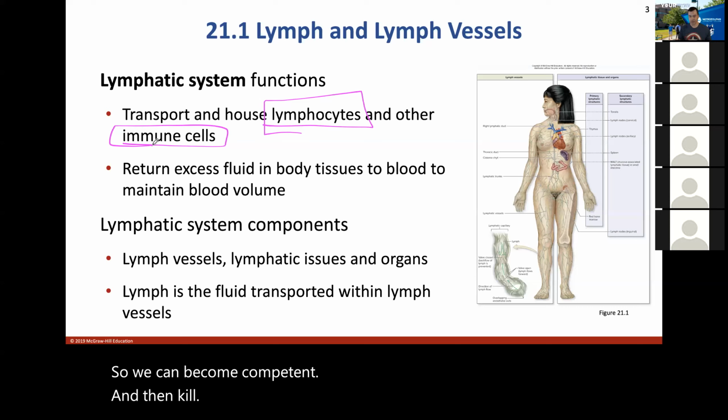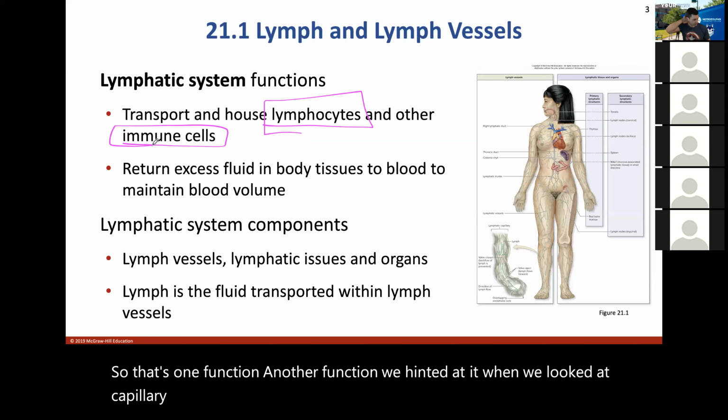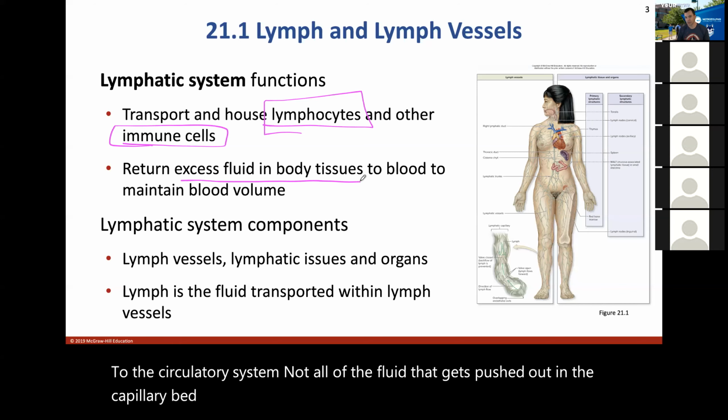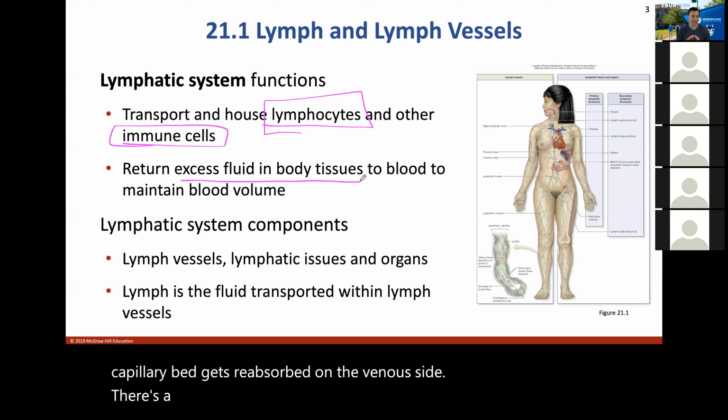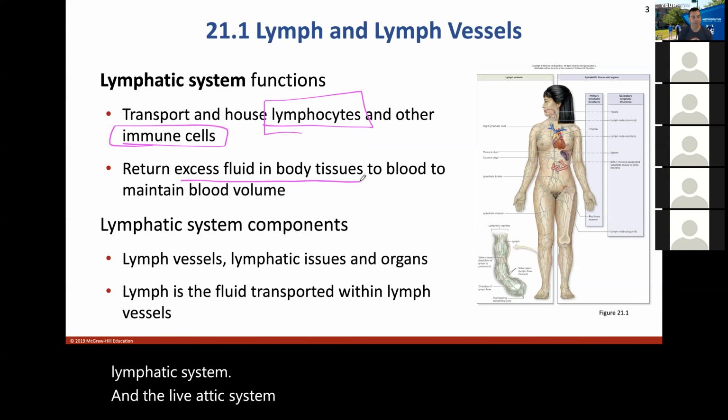So that's one function. Another function, we hinted at it when we looked at capillary exchange of fluids, all right? It can also return excessive fluid within those tissues, within those capillary beds, to the circulatory system. Not all of the fluid that gets pushed out in the capillary bed gets reabsorbed on the venous side. There's a small little bit of fluid that stays there. That gets picked up by the lymphatic system. And the lymphatic system helps to return that fluid back to the circulatory system up near the heart.